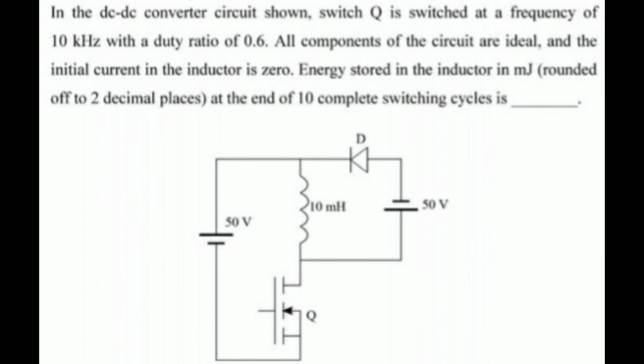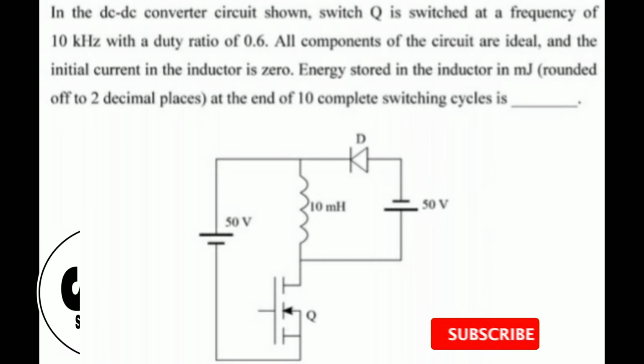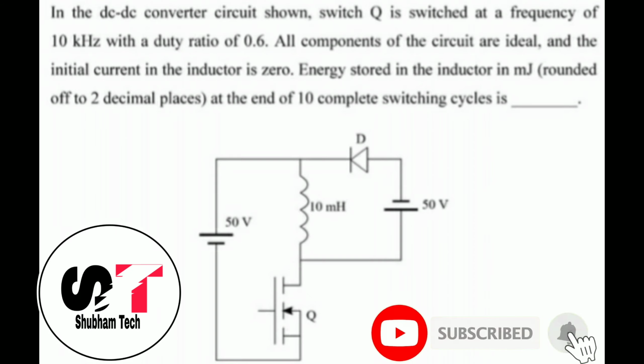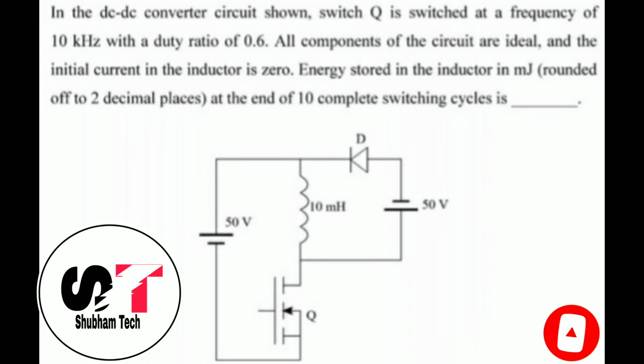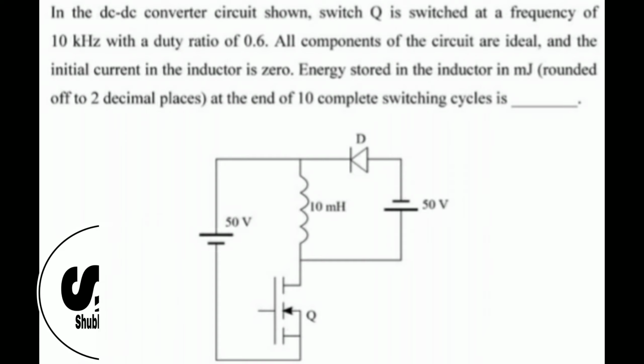In the DC-DC converter circuit shown, switch Q is switched at a frequency of 10 kHz with a duty ratio of 0.6. All components of the circuit are ideal and the initial current in the inductor is 0. Energy stored in the inductor in millijoules at the end of 10 complete switching cycles is? So it's a difficult question. Almost everyone leaves this question in the examination hall.